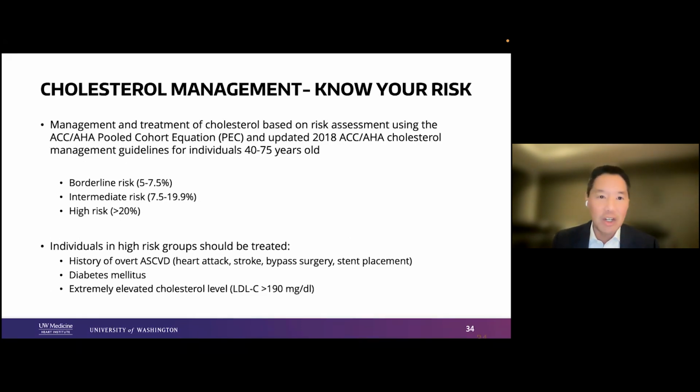So how do we manage cholesterol? So what do we do? I already showed you this pooled cohort equation risk calculator that really doesn't apply to the Asian population, but here it's important to know what these standards are.